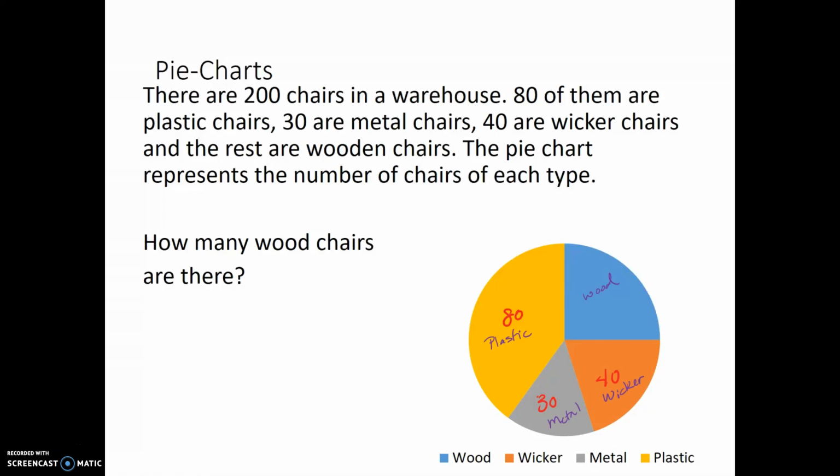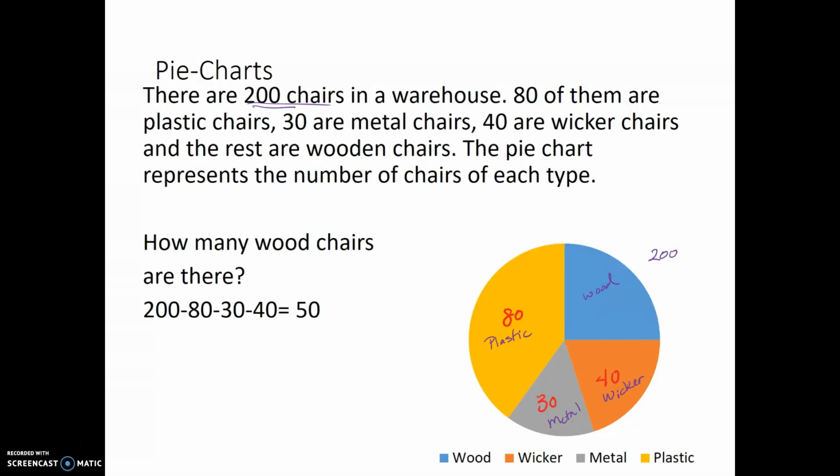Now your first question says, which type of chair is found in the greatest quantity? We talked about that. It's obviously plastic. And now we want to know how many wood chairs there are. Well, we know that there are 200 chairs total. So 200 is my whole.